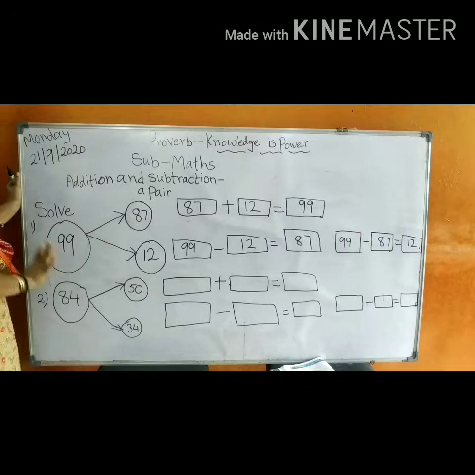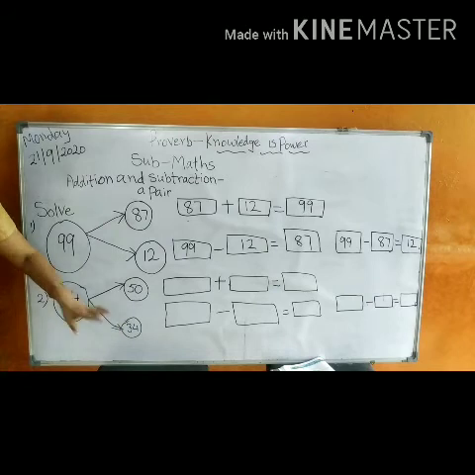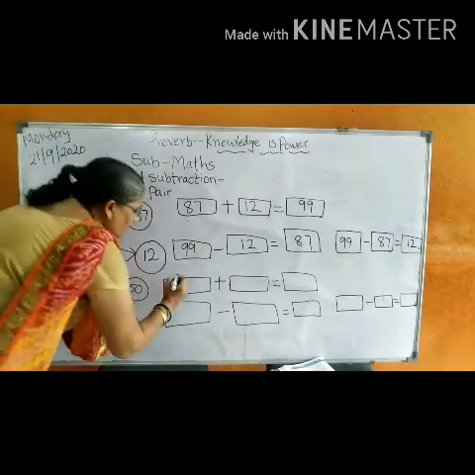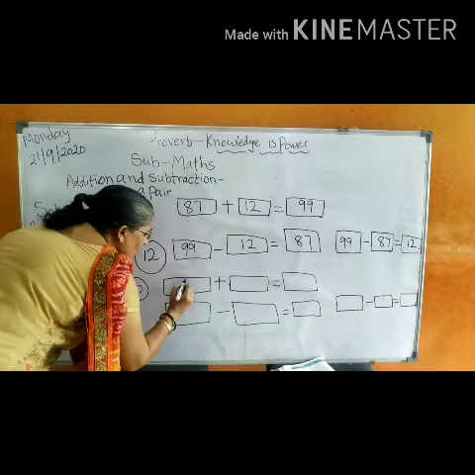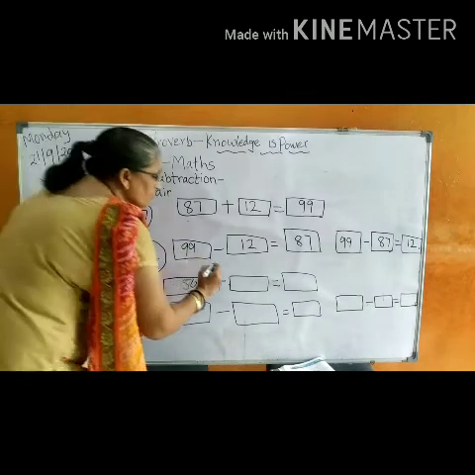Now, see the second sum. Our number is what? 84. We have segregated this 84 as 50 and 34. It is 50 plus 34. What are we getting, children? 84. Isn't it? Now over here, what will you do? You will write here 50 plus 34.